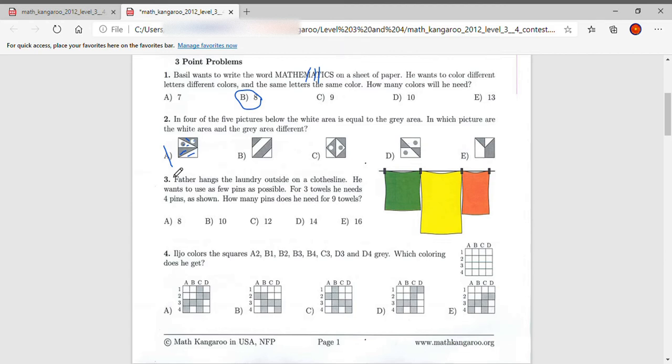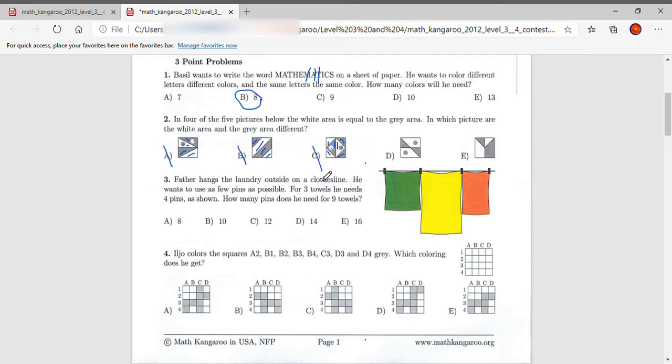Now for B, same thing. This matches this and this matches this. So can't be B. Same thing for C. This matches this, which matches this, and which matches this. So they each have 2 of that figure. So each color has 2 of it. So that means it's still equal. And this also equals. And this also equals.